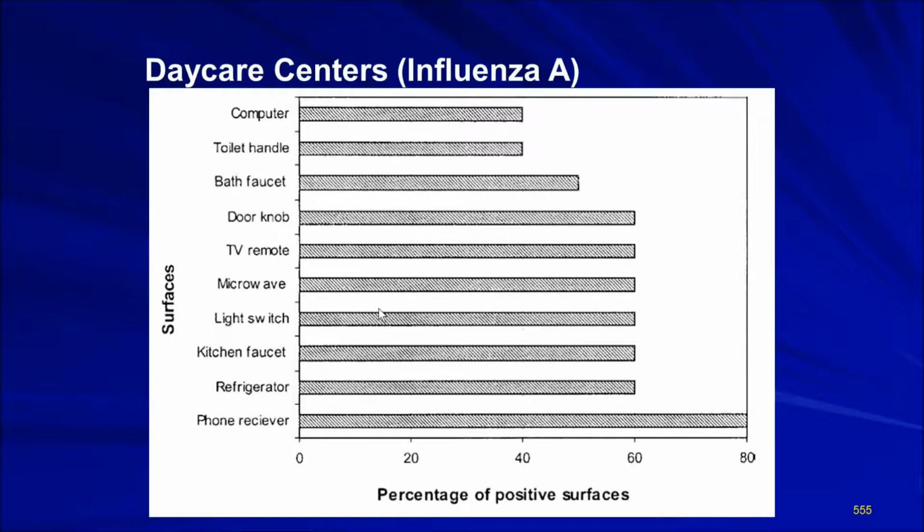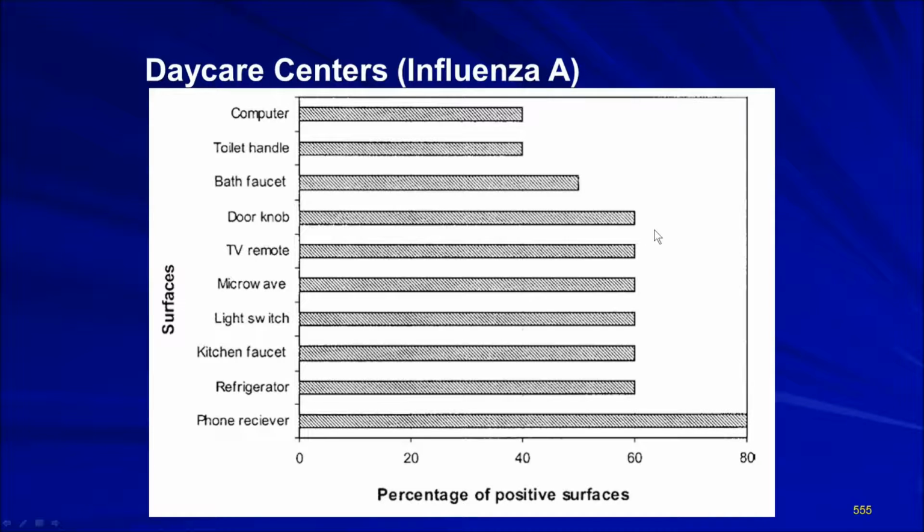So here we see a study that sampled various items from a number of daycare centers, and what it found is that many surfaces were contaminated with influenza A virus. As you see from the graph here, approximately 80% of phone receivers were contaminated, 60% of refrigerators and doorknobs, microwaves. As you can see down here from this graphic, the relative percentage of positive surfaces.